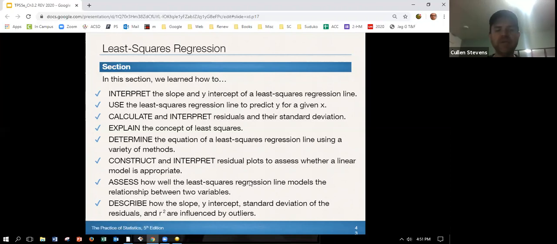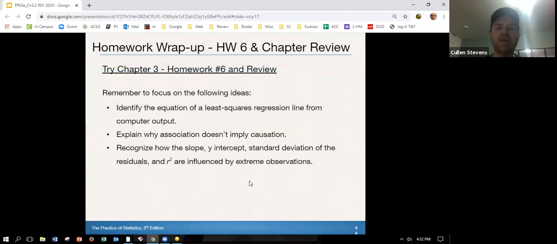So what is it time to do? It's time to do homework number 6 and then move on to the chapter review. Remember, in homework number 6, what we're focusing on is identifying the equation of the least squares regression line from computer output. We want to make sure we talk about why association doesn't mean causation, and then recognize how the slope, the y-intercept, the standard deviation of the residuals, which we call S, and R squared, the coefficient of determination, are influenced by extreme outliers.